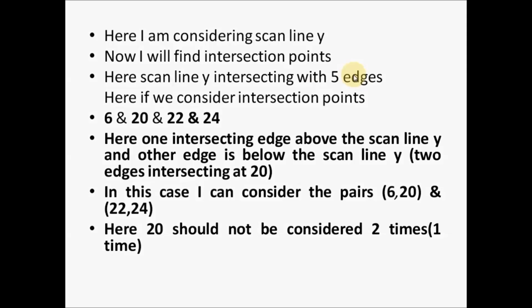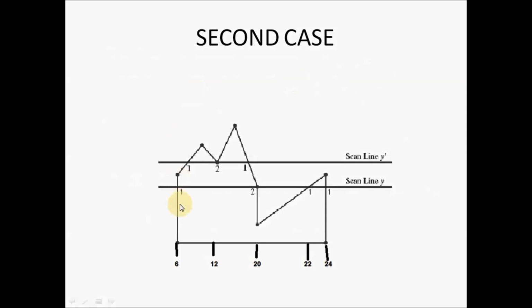5 edges are not necessary. See, don't get confused here. We will see this. We will find the intersection points: 6, 12, 20, 22, 24, but 20 you have to consider 2 times. Why do you have to consider 2 times? Because in this intersection point, 20, 2 edges are there, one is upwards, one is backwards.